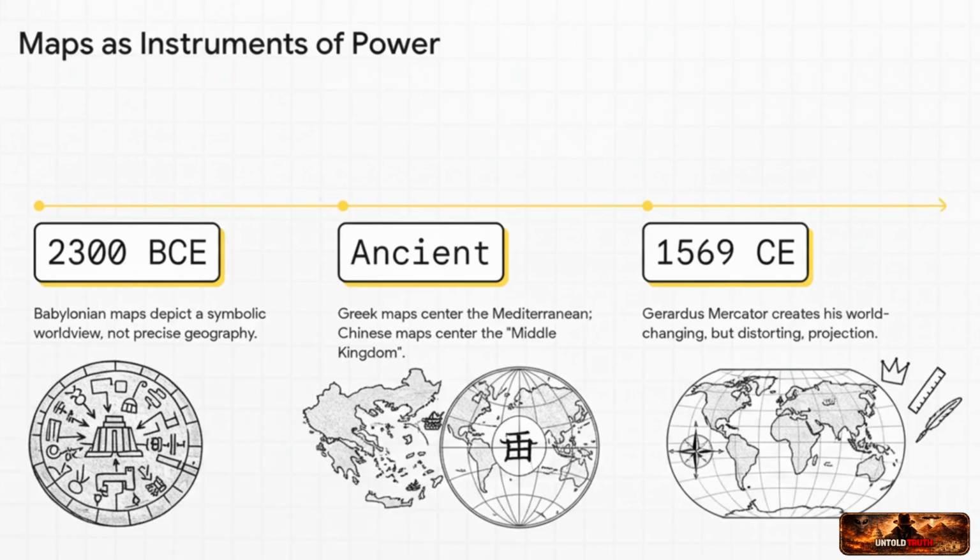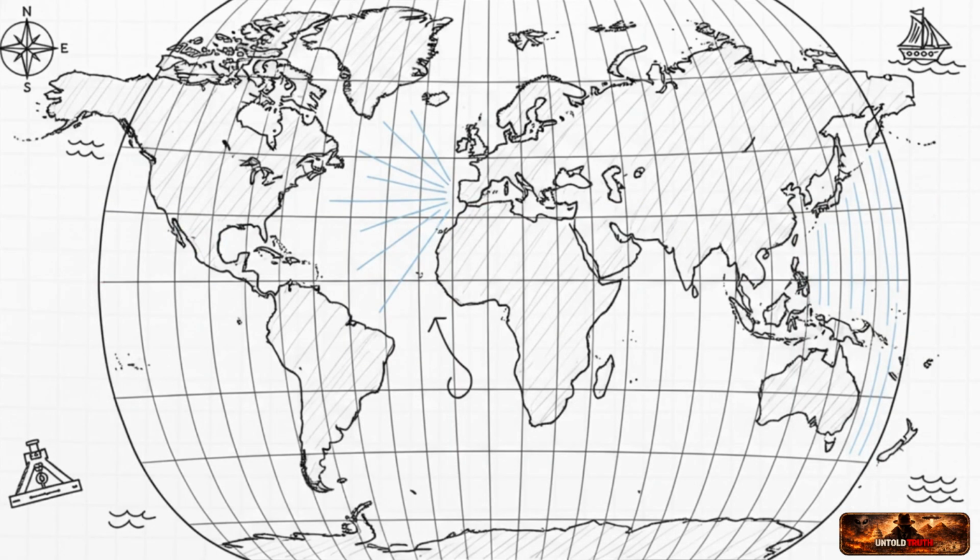This all leads us to 1569 and a single map that would pretty much define our worldview for the next 500 years. So this cartographer, Gerardus Mercator, he had a problem to solve, and he created an absolute masterpiece for sailors. By making the lines of longitude parallel, any straight line you drew on his map was a constant bearing. For navigating the seas, this was a total game changer. But to do it, he had to make a huge sacrifice. He had to stretch the land masses near the poles to an almost comical degree.